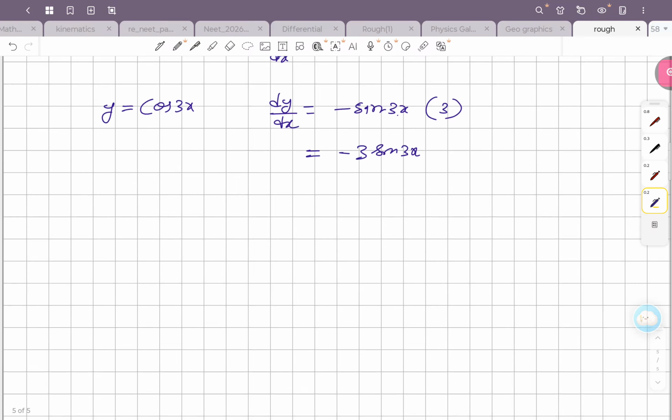So this is cos x, the third one is tan x, so y equal to tan x.